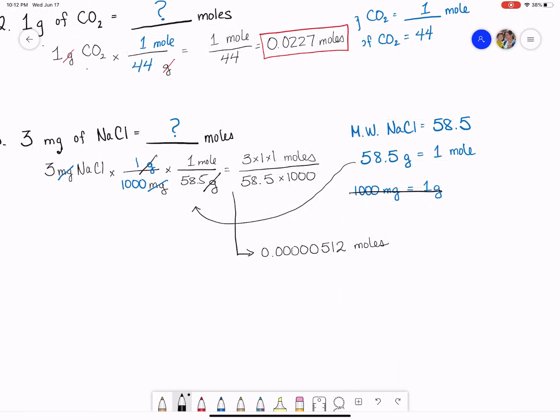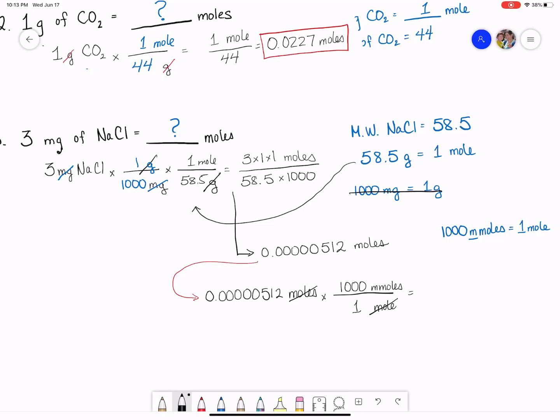So if I want to convert this problem into how many millimoles this is, I simply am going to add on an additional conversion where I know that 1,000 millimoles, and notice the lowercase m for milli, equals 1 mole. So I'm going to take my answer, multiplication sign, line, moles goes on the bottom, 1,000 goes on the top, and now I can solve for millimoles.